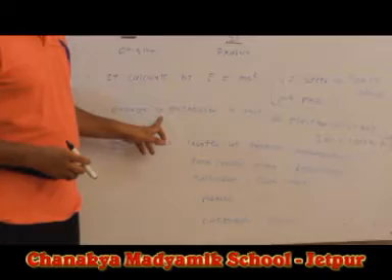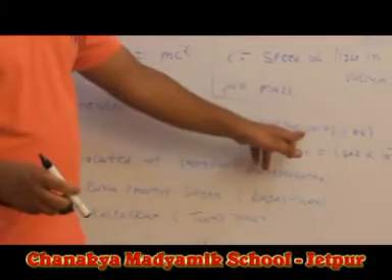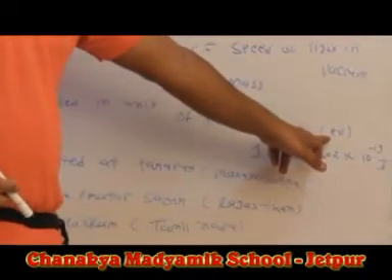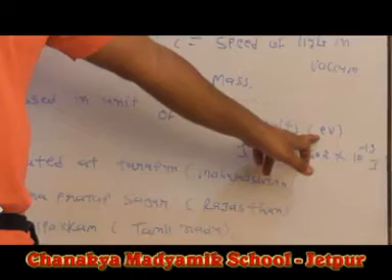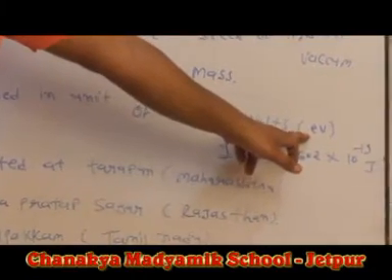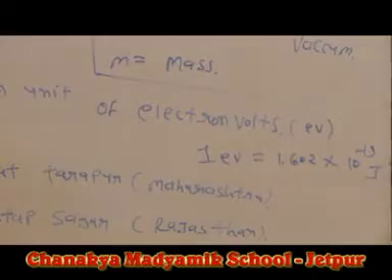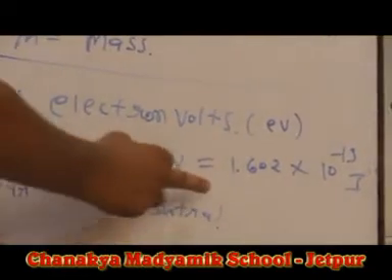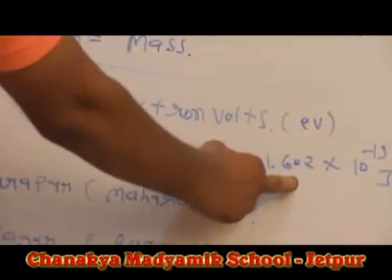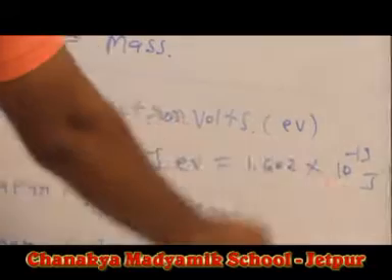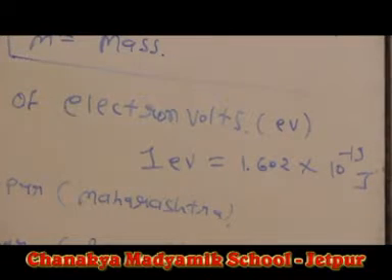Energy is expressed in a unit of electron volt, eV. Nuclear fission energy is represented by the unit eV, which means electron volt. And 1 electron volt is equal to 1.602 multiplied by 10 raised to minus 19 joule.